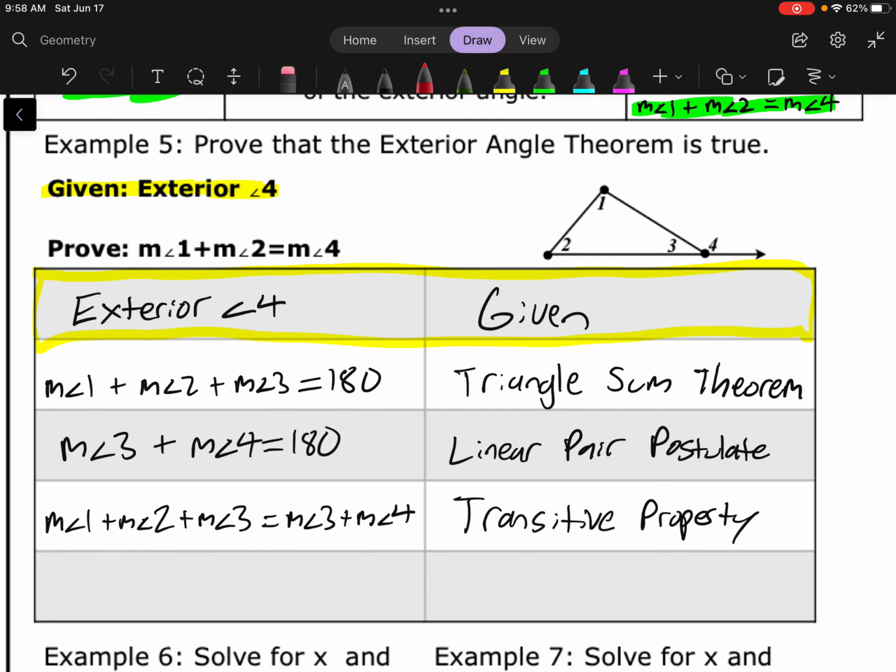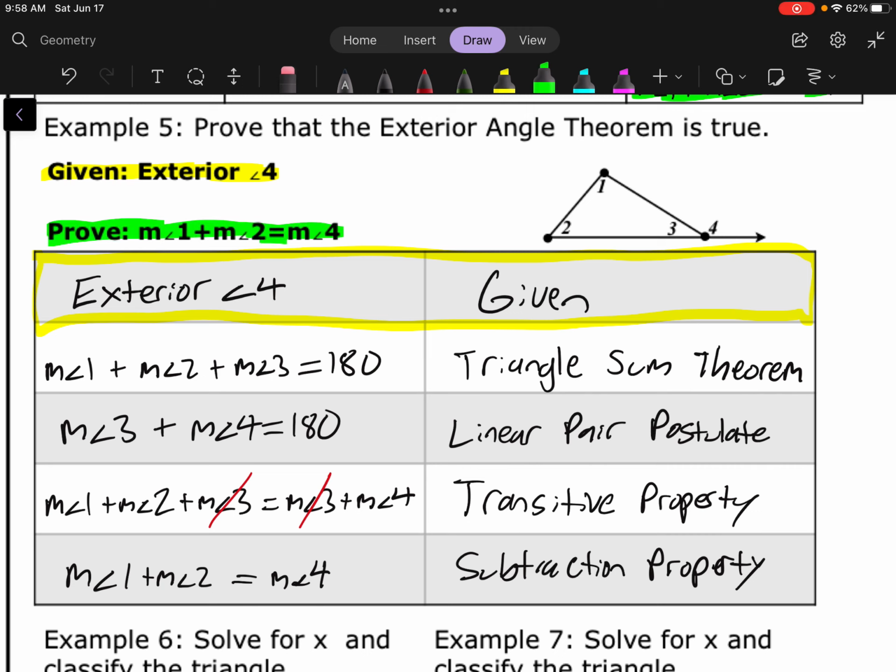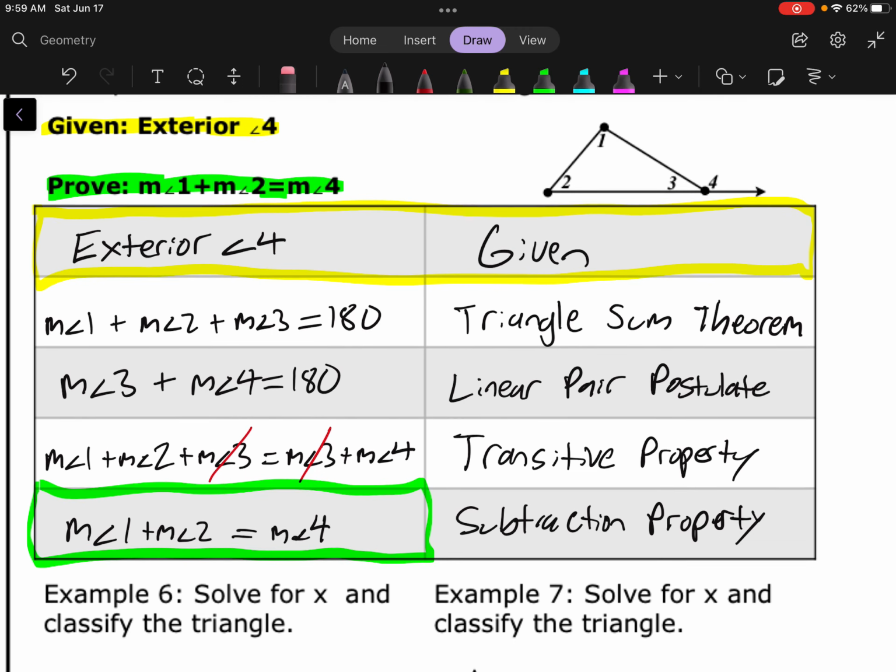And then, check this out. Bam, bam. There's the measure of angle 3 on both sides. And if I do the subtraction property, I get the measure of angle 1 plus the measure of angle 2 is equal to the measure of angle 4 because I subtracted 3's from both sides. And voila. We arrived at our conclusion. So that's why that theorem's going to work every single time. Now let's try it out.